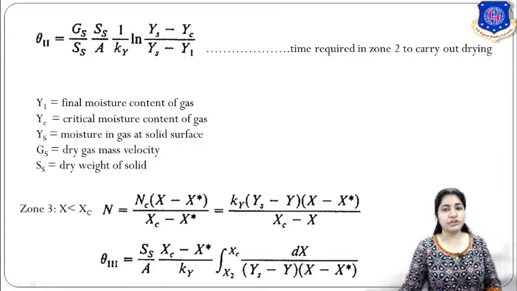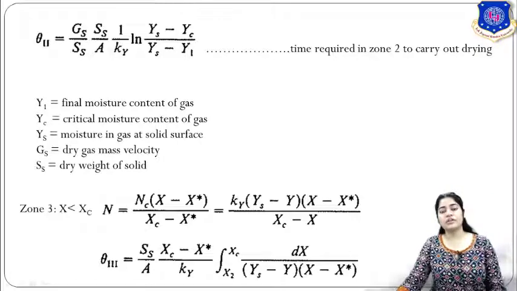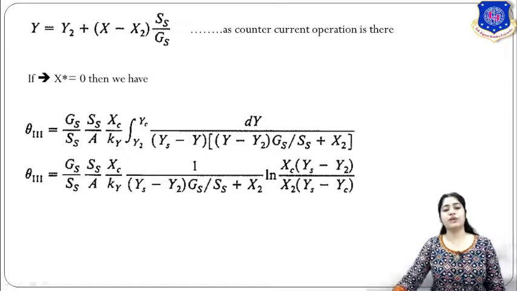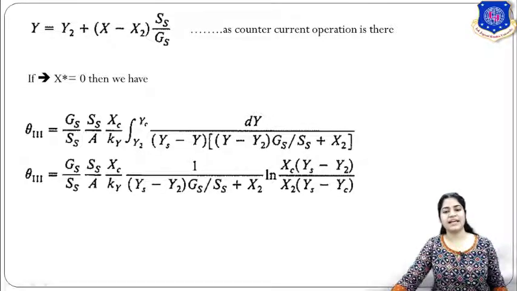Again, a quick revision of drying: in the bound moisture region also, drying is carried out till the equilibrium moisture content, because beyond equilibrium moisture content drying is not possible. Hence substituting the value of the rate at the constant rate region, you get this following form. Here you represented Nc in the form of the mass transfer coefficient. Again substituting in the equation of time, you get this relation. But here, what is Y? That is Y2 plus (X minus X2) into Ss upon Gs.